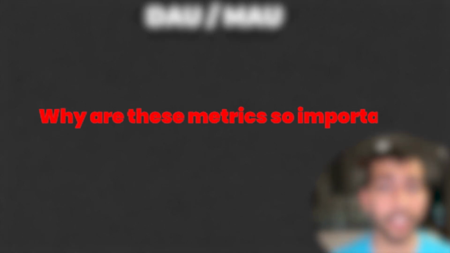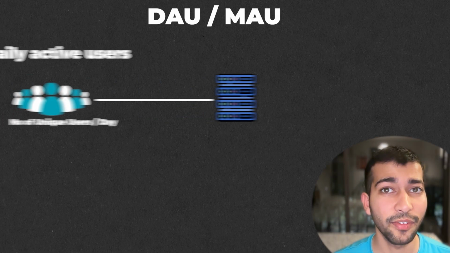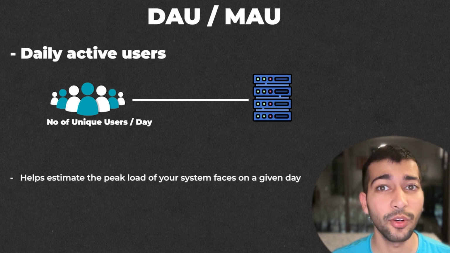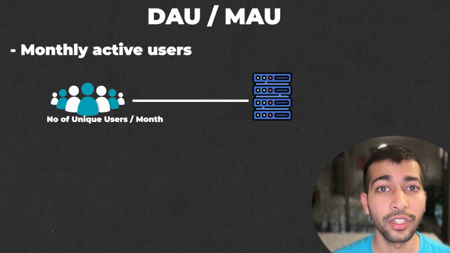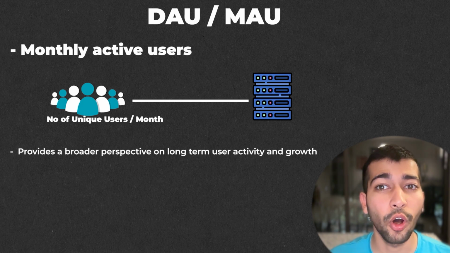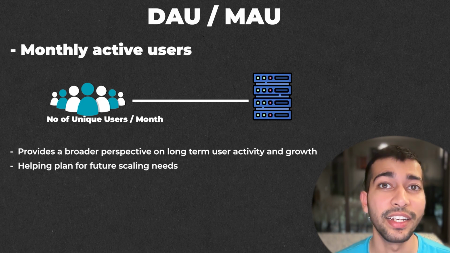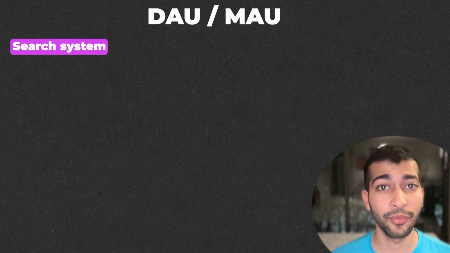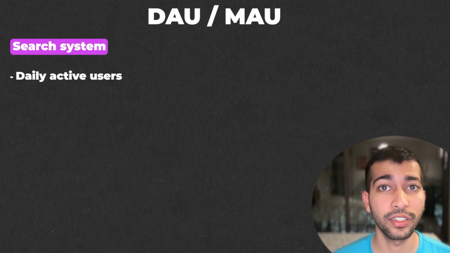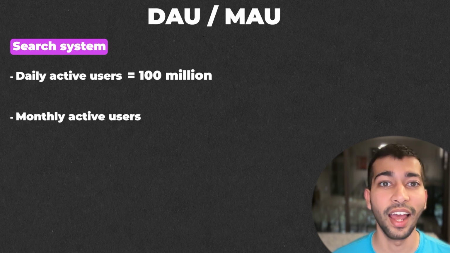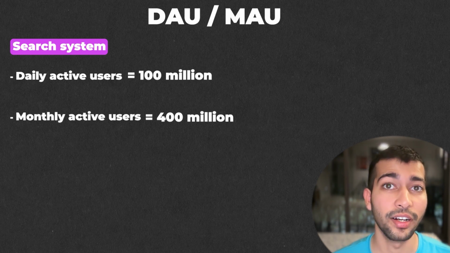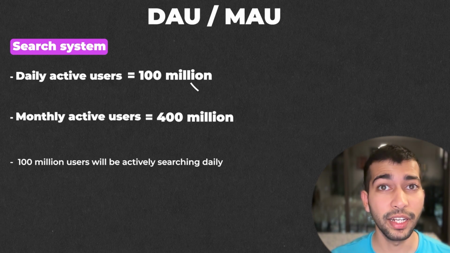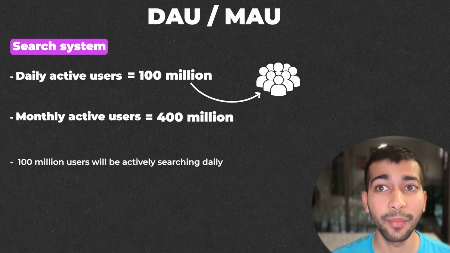Now, why are these metrics so important? Daily active users helps estimate the peak load your system faces on a given day. And monthly active users provides a broader perspective on long-term user activity and growth, helping plan for future scaling needs. So for our search system, we will assume that our daily active users are somewhere around 100 million and monthly active users 400 million.